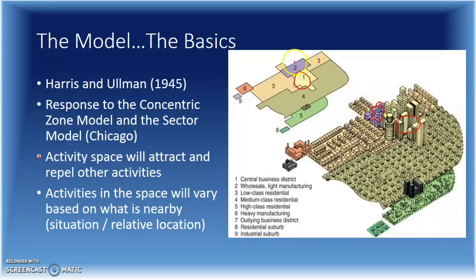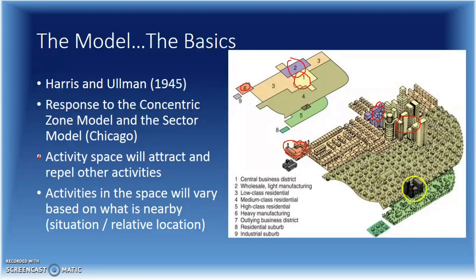Right here in space 2, we have the wholesale light manufacturing. So we're talking about not necessarily heavy industry, but smaller industries where things are maybe getting assembled or put together. We find some of the heavier manufacturing towards the outskirts, some of the larger factories, where you actually have the processing of raw materials into finished products and just larger organizations. So we have spaces 1 and 2 that we've looked at, and space 6 that we've looked at as heavy manufacturing.